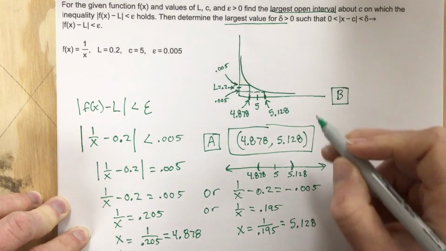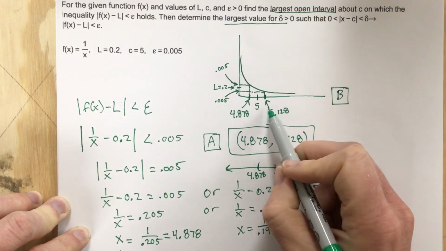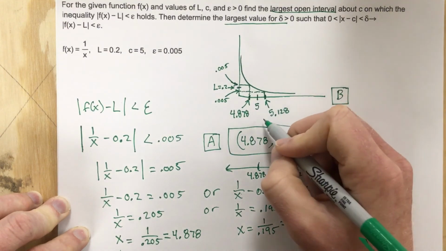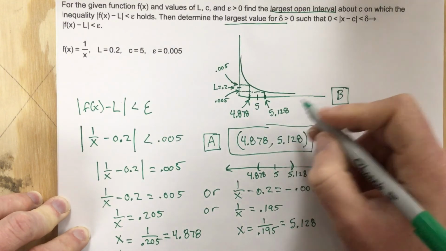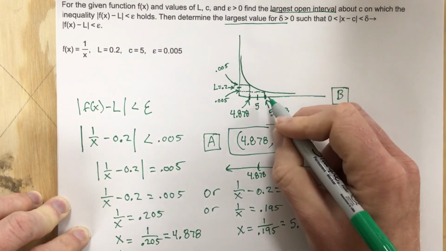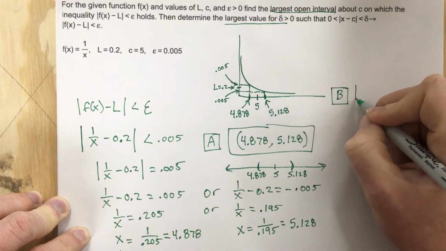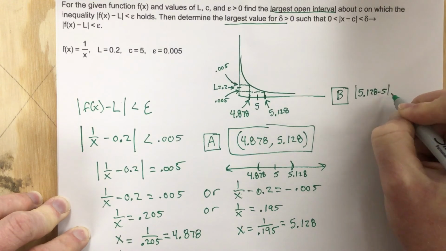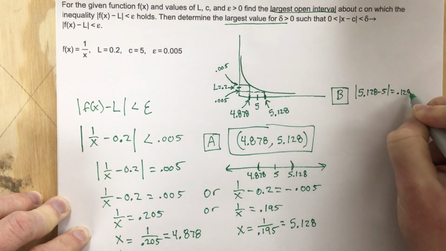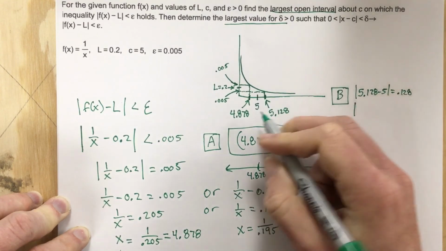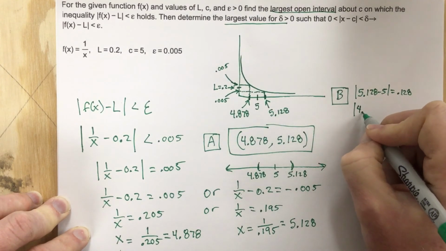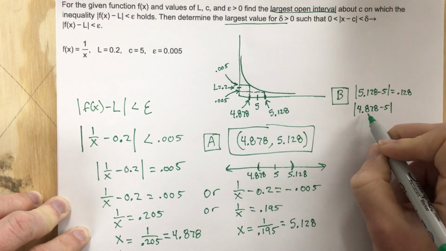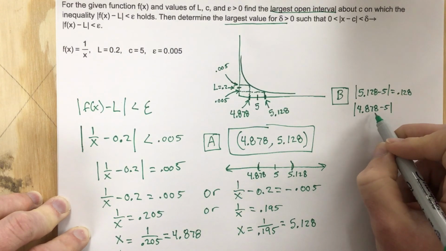Now part B, I need to figure out what delta has to be. We know the differences from c to each of these endpoints. So we take the absolute value of 5.128 minus 5, which gives 0.128, and then the absolute value of 4.878 minus 5, which gives 0.122.